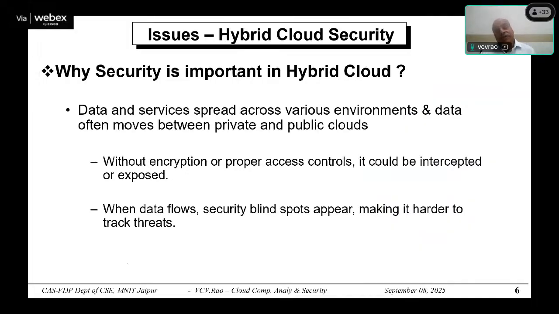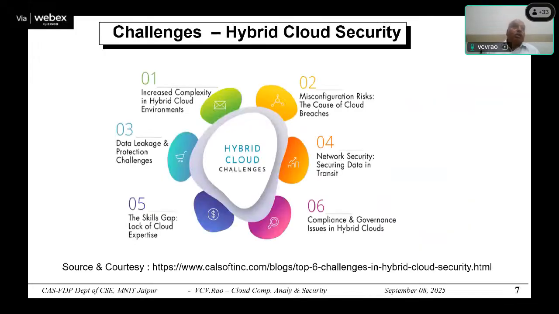In a private cloud, everything is tightly integrated. In the public cloud, it is not integrated. But when you have both, there are many more problems. So what are the issues? One is increased complexity in hybrid cloud environments. Second is misconfiguration risks. Third, data leakage protection challenges. Fourth is network security. Then the skill gap, lack of cloud expertise, and compliance and governance issues in hybrid clouds. All six are basically challenges where we need to invest time to understand security.